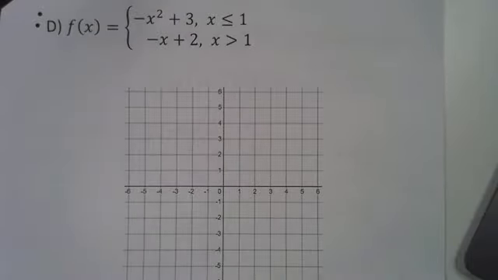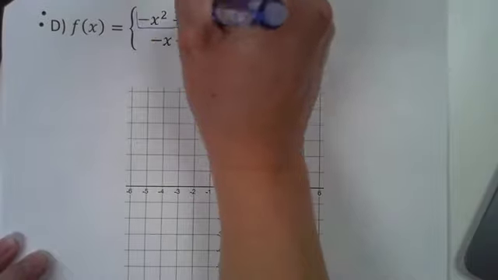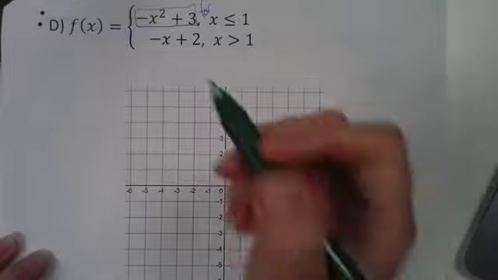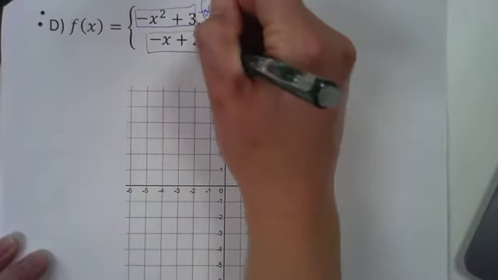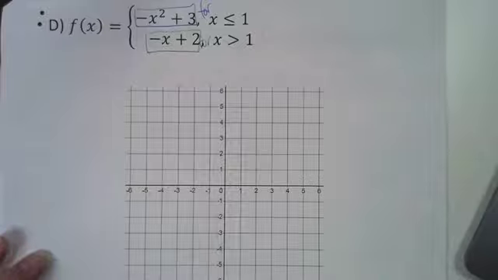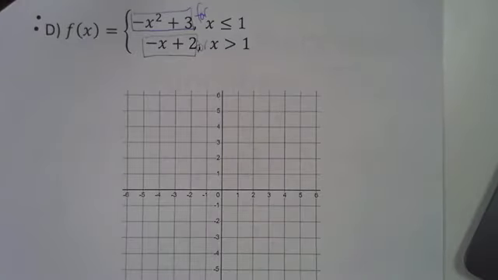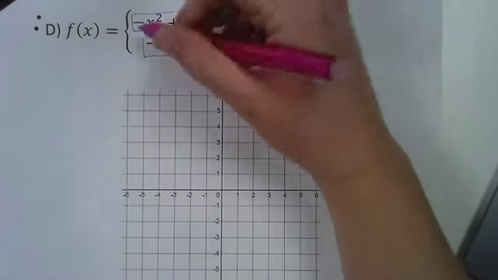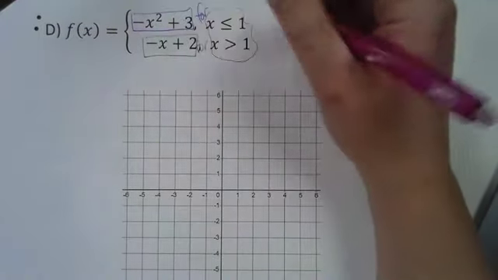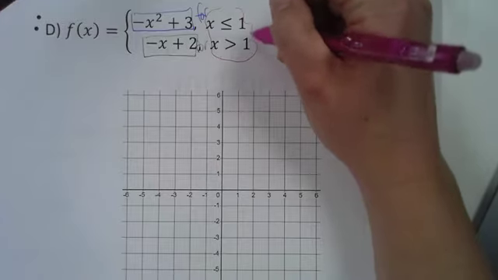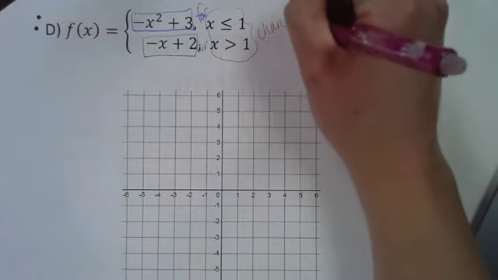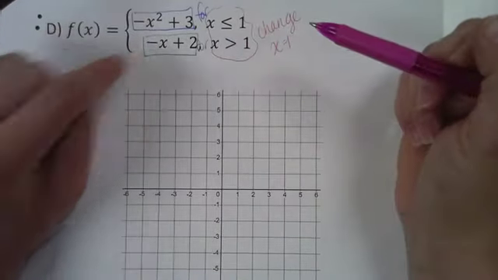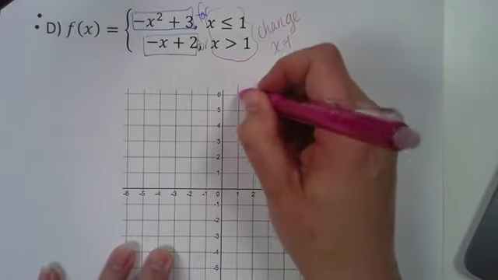So we have negative x squared plus 3 for x values less than or equal to 1. And we have negative x plus 2 for x values greater than 1. Where are things changing up? Oh, well, they're both changing. Yeah, they're both negative, that's true, but they're changing when x equals 1. We're switching from blue to green when x equals 1. x equals 1 is right here.